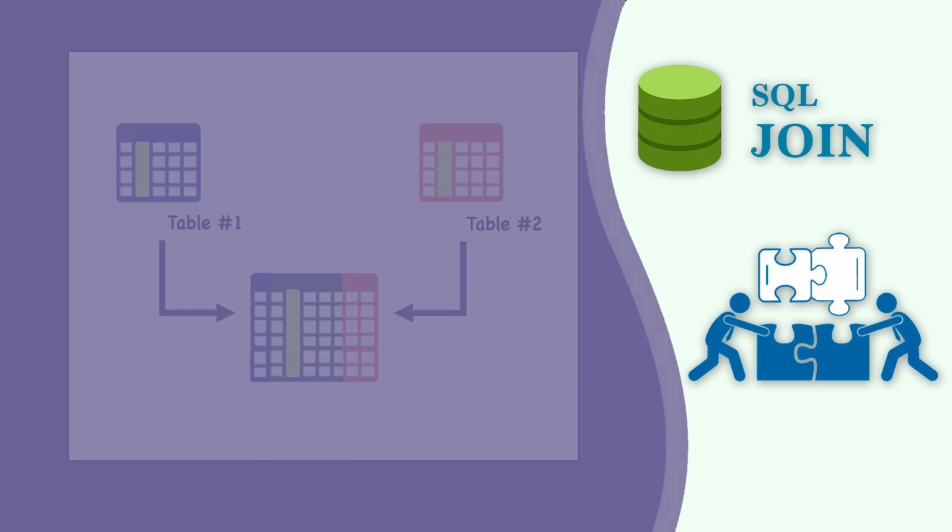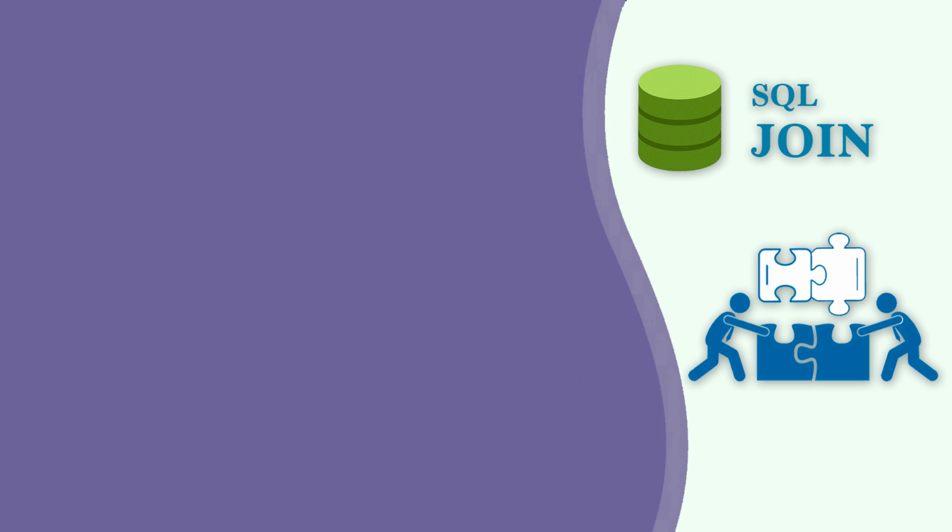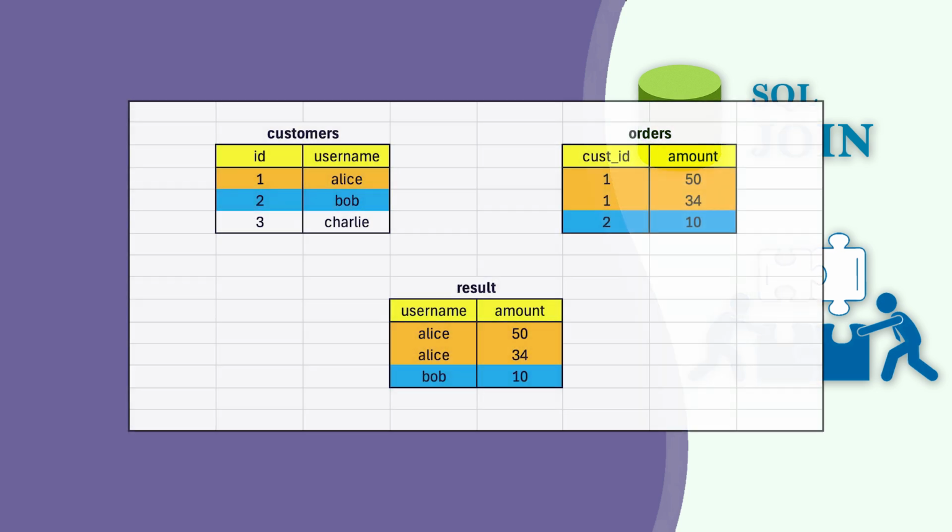In SQL, a join is used to combine rows from two or more tables based on a related column between them, typically a key. For example, imagine you have a customers table that stores customer information and an orders table that stores purchase data. Each order in the orders table contains a customer ID that references the ID in the customers table. To find out which customer placed which order, we use a join to merge the relevant data from both tables into a single result set. This allows us to retrieve detailed information such as the customer's name along with their corresponding order details.